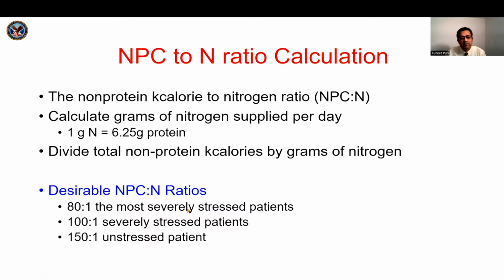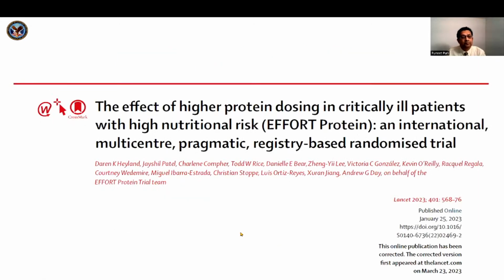So 80 to 1 is for the most severely stressed patient. That's the ratio you would want. So you would want less of the non-protein calories and more of the protein calories, which will give you a lower ratio. A higher ratio of 150 to 1 is generally suitable for unstressed patients. The majority of liver patients fall into the severely stressed or most severely stressed patient population. And so these are desirable interventions to be used.